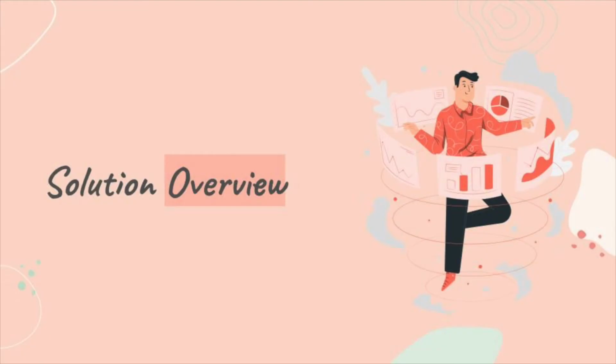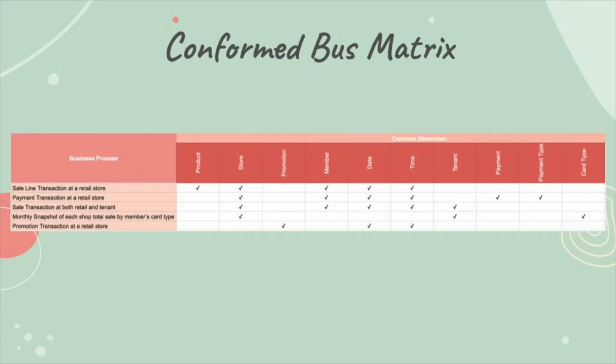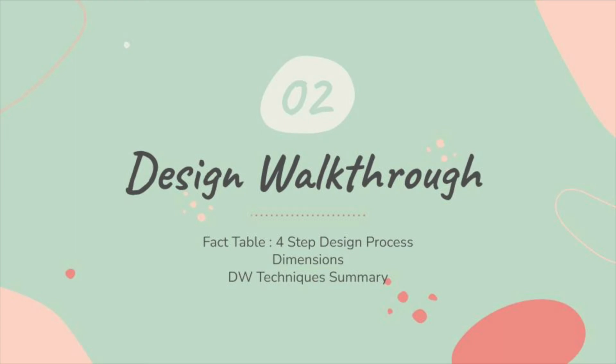Next, let's have a quick look at our solution overview. So here we have the conformed bus matrix for our data warehouse, which shows that we have a total of 5 fact tables, which are the sale line transaction at a retail, payment transaction at a retail, sale transaction at both retail and tenant, monthly snapshot of each shop total sale by members card type, and promotion transaction at a retail store, and then 10 dimensions, which are product, store, promotion, member, date, time, tenant, payment type, and card type. And so in order to start our design process, we did the 4-step design.